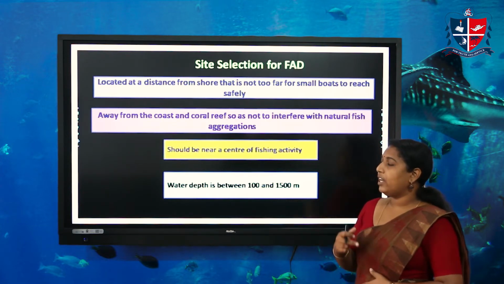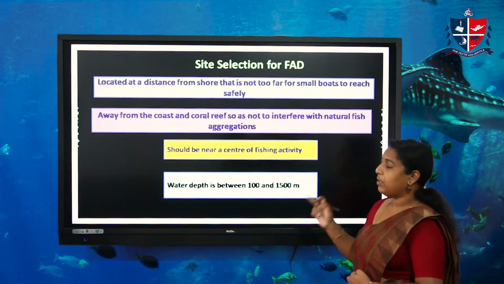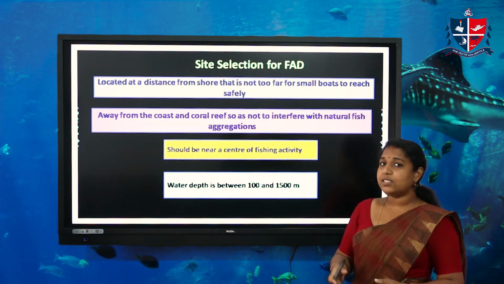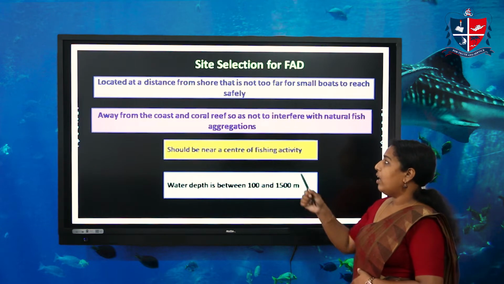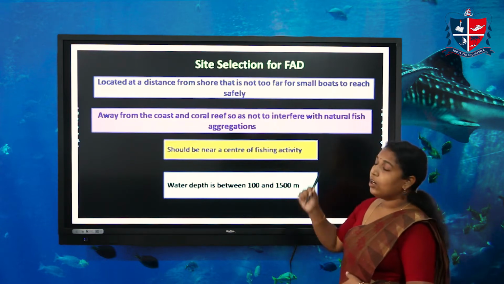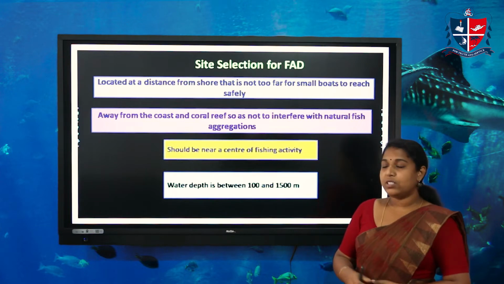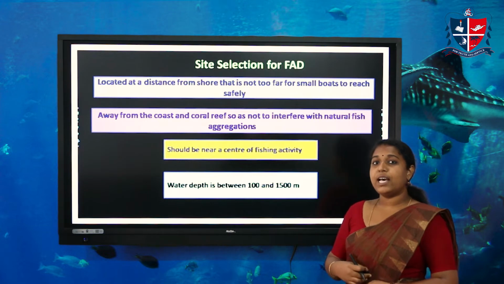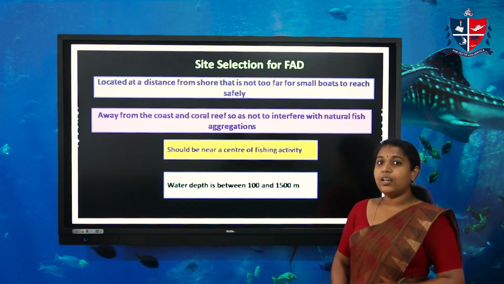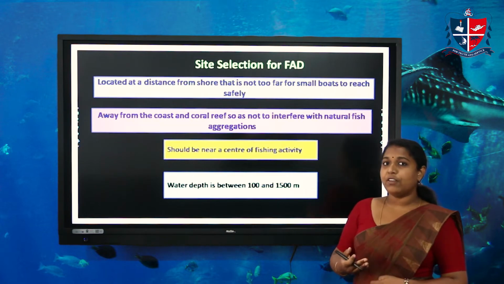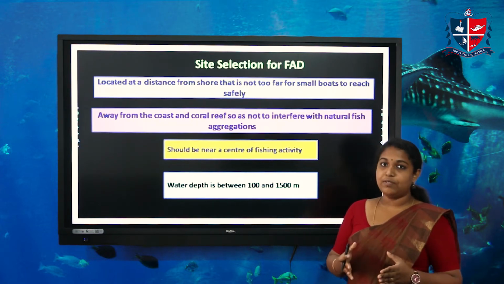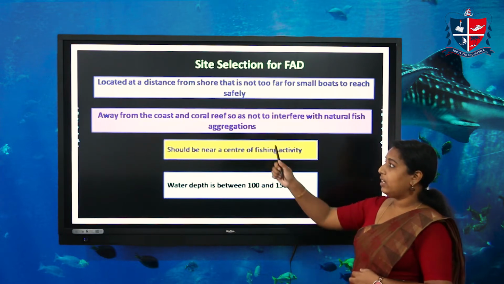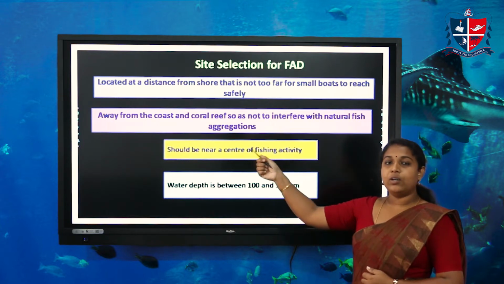The second point is that it should be fixed away from the coast. It should not be fixed near the coast of the sea or an ocean. Also, it should not be fixed in coral reef areas. Why? Because a coral reef is itself a natural aggregation, isn't it? Coral reefs are the natural habitat of fishes and other aquatic animals, so we should not interfere with or disturb these natural aggregations. FADs should not be placed near the coast or at coral reefs.